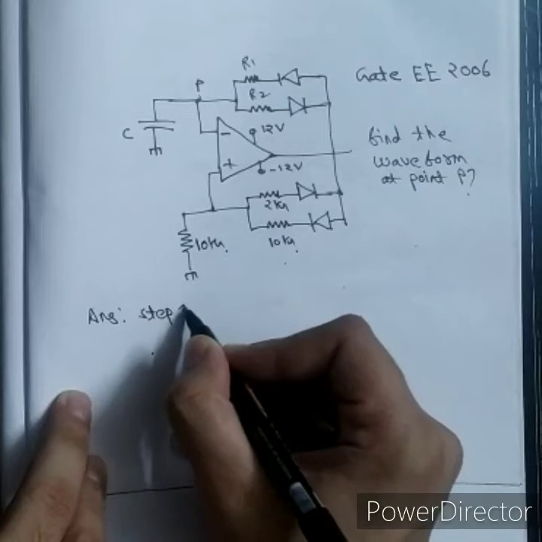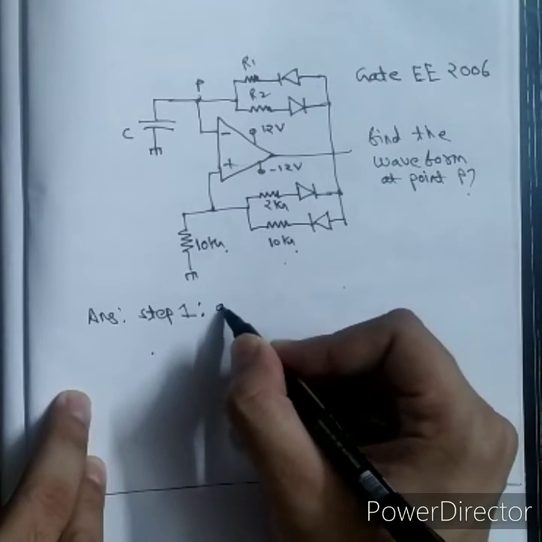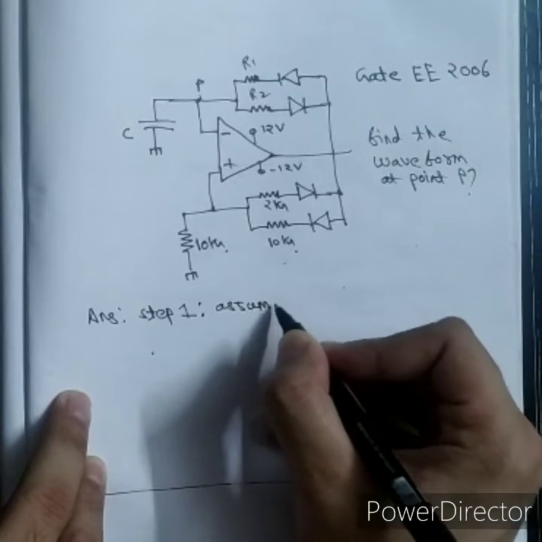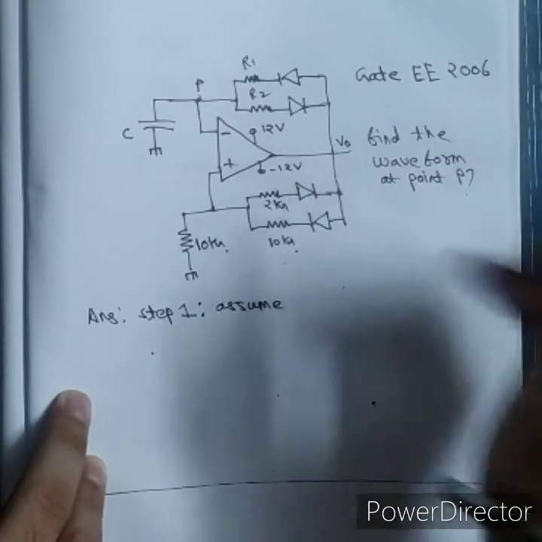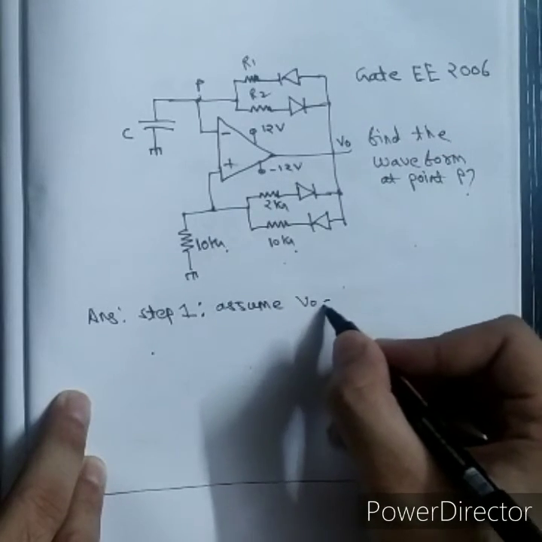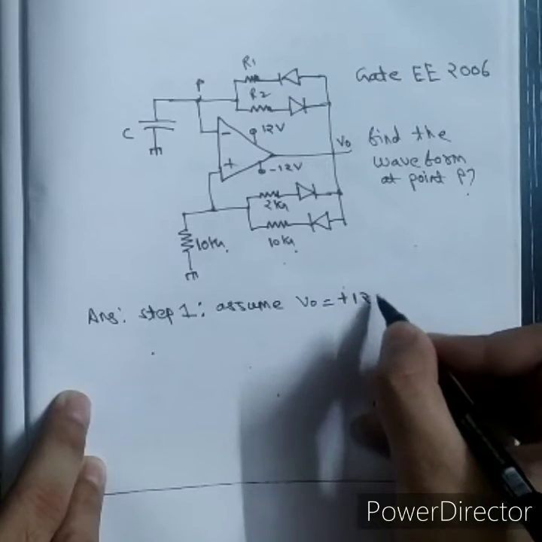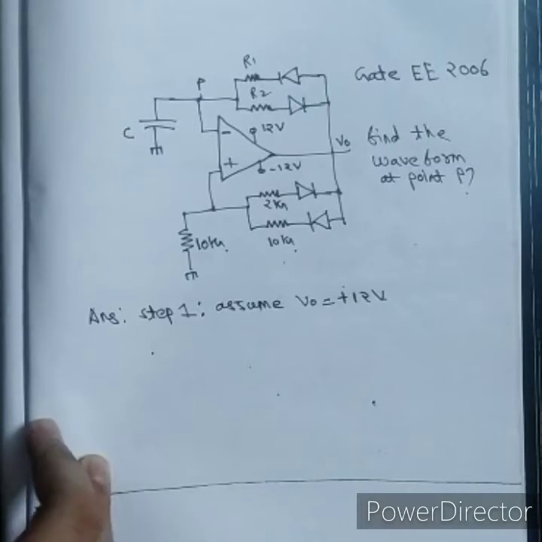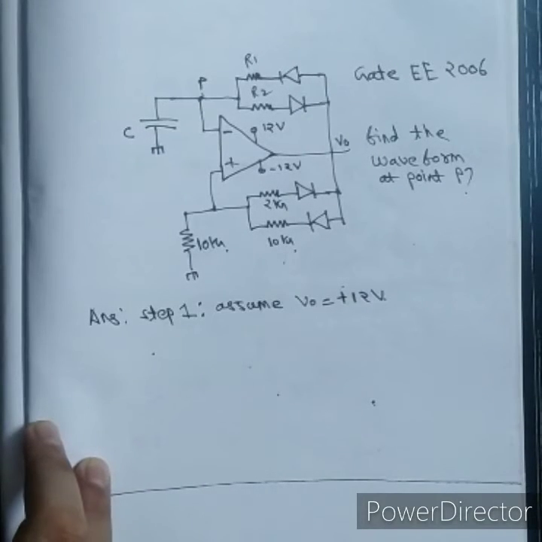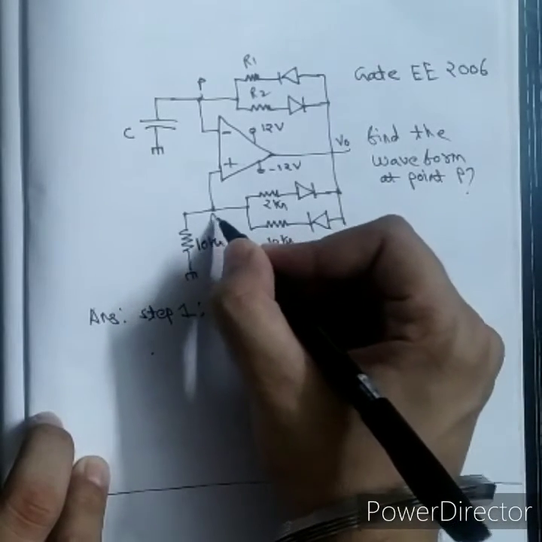Step 1, assume this is VO, assume VO to be plus 12 volts. As this is an oscillator, so output voltage will be either plus Vsat or minus Vsat. So initially I am assuming it to be plus Vsat, that is plus 12 volt. So VO is 12 volt. Let's mark this point as A.